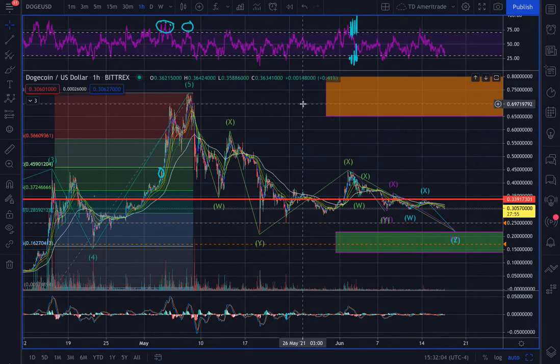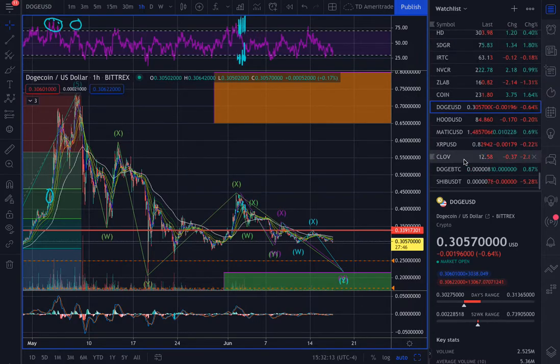All right. And then I also talk about trading RSI in my other videos, so check that out if you're interested. But let me check out Shiba Inu, SHIB.